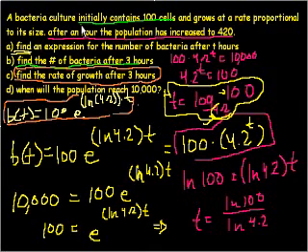Anyway, hopefully I didn't further confuse you. This was actually exponential growth, and you could replace these words. Instead of a bacteria culture, you could say a bank account initially contains $100 and grows at a rate proportional to its size, which would mean compound interest. And then you could say, after an hour, the balance has increased to $4.20. So essentially, you'd be trying to figure out the compound interest rate and all of that.